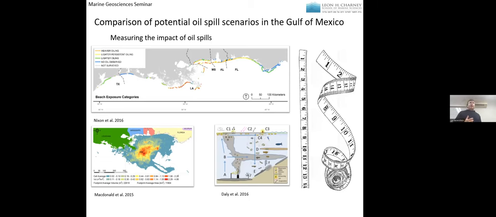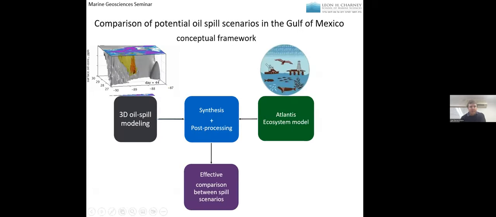And so it's pretty hard to compare different scenarios because you have a different extent on the beach and a different three-dimensional volume expansion, et cetera. So this project was done in an attempt to kind of make an order and be able to compare different scenarios of oil spills.